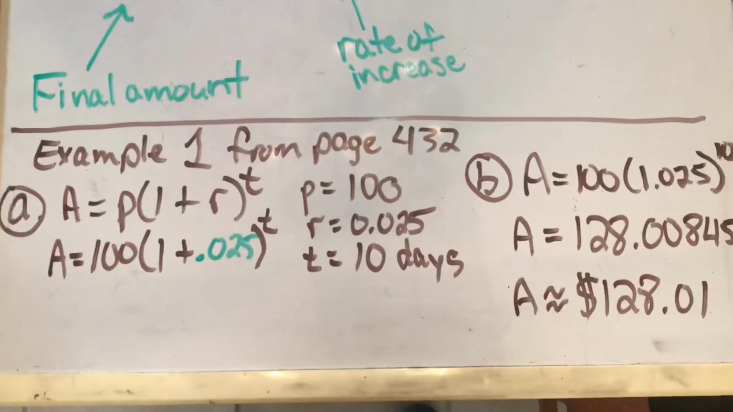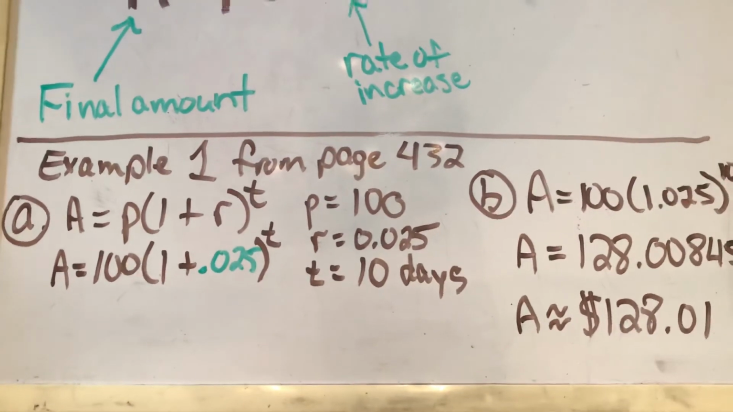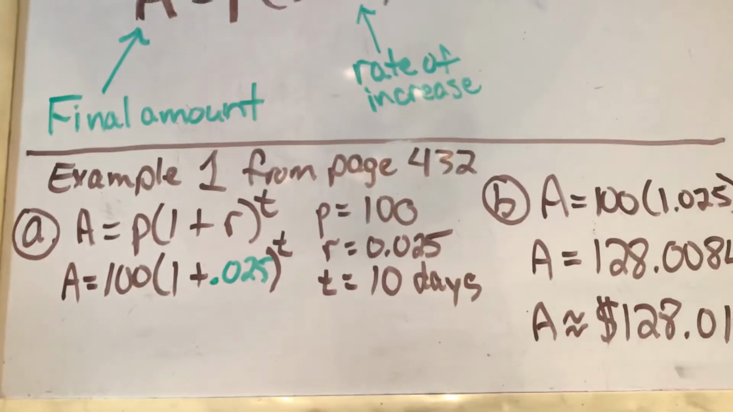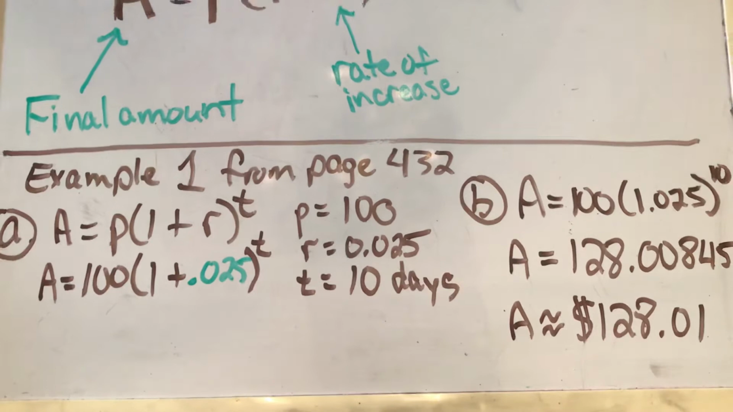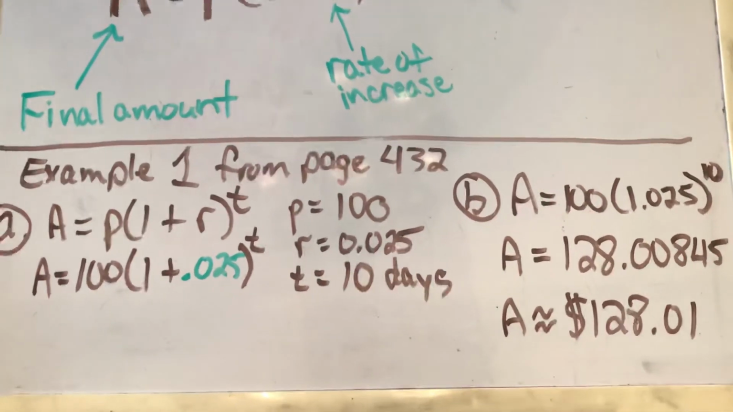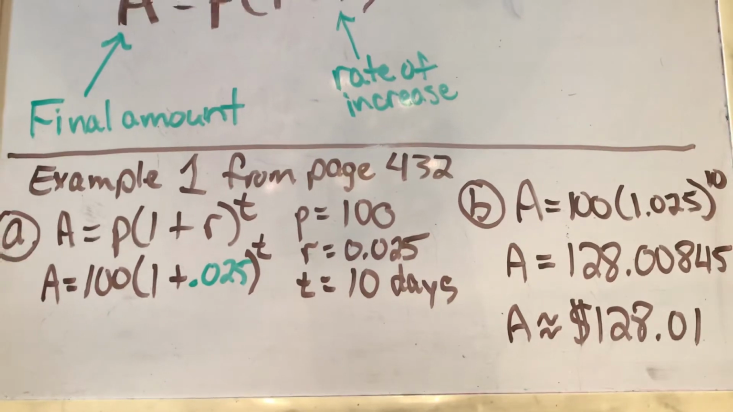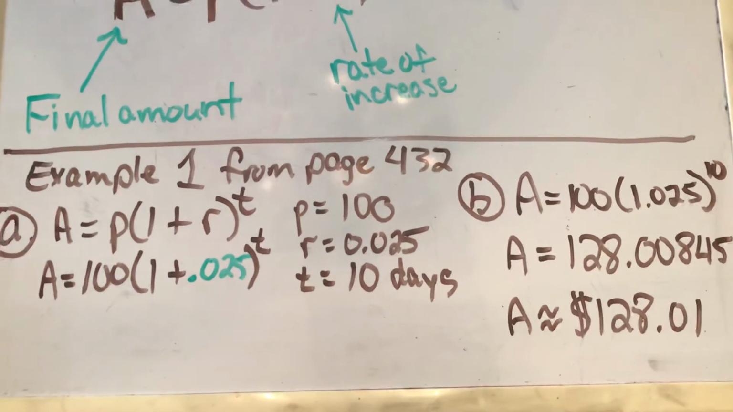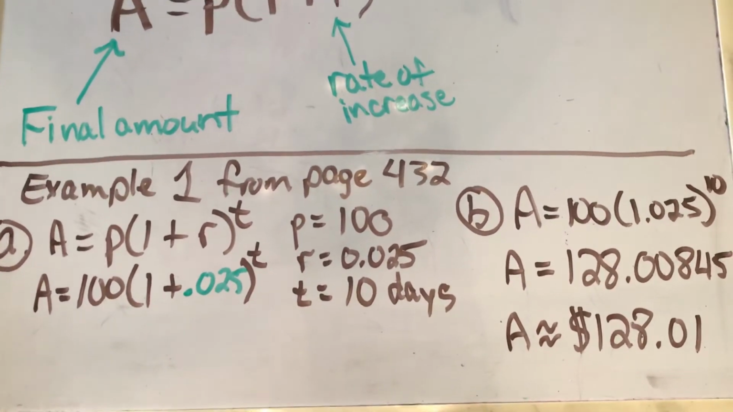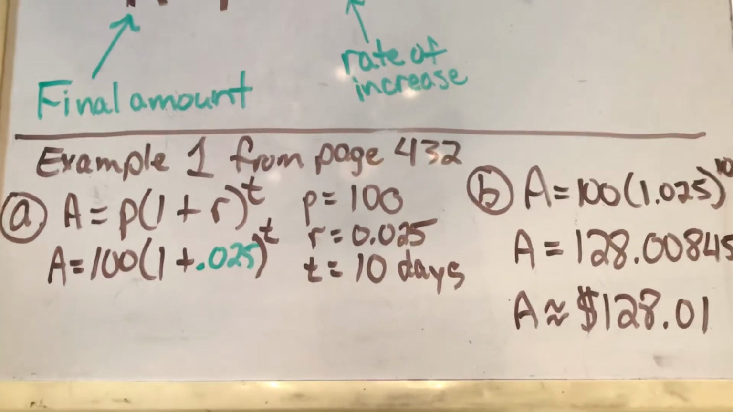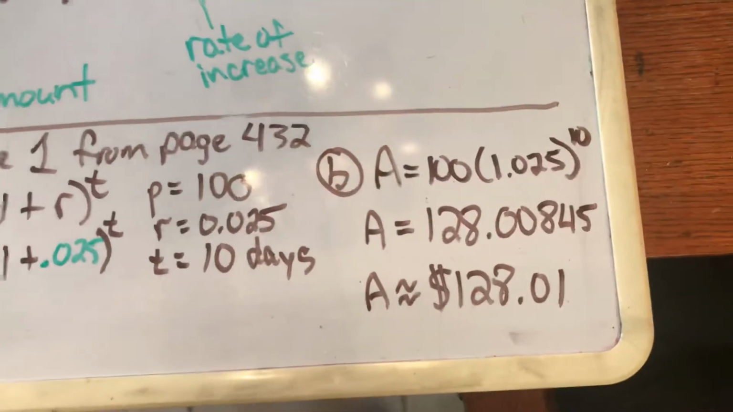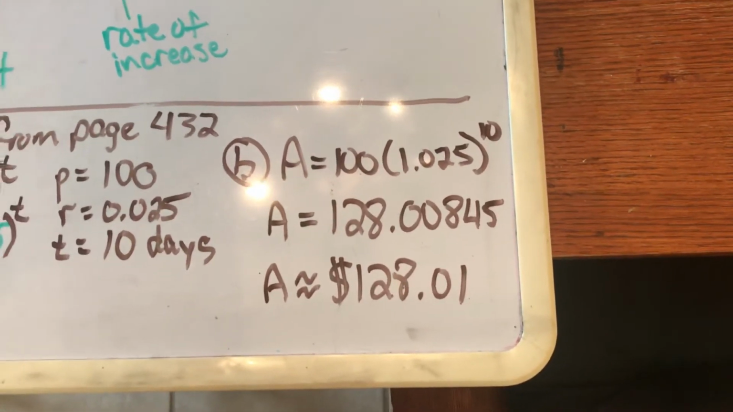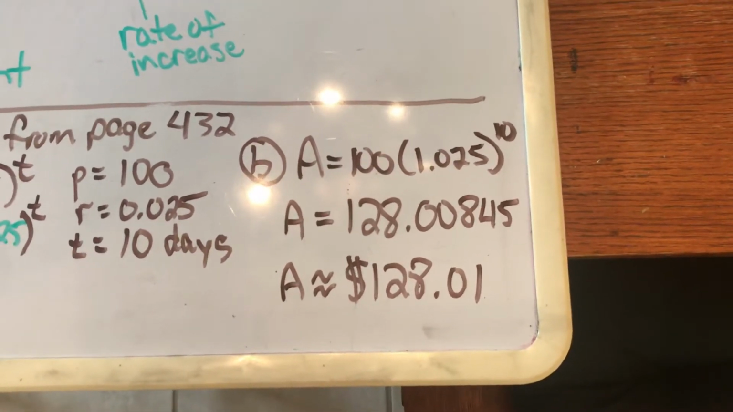So P equals $100. Okay, 1 is just 1 because it's 100%. R in this case, like we said, was 2.5% or 0.025. And then we're going to raise that to the T power. So part A of example 1, they asked us to write an expression to solve this problem. So we would get A equals 100 times the quantity 1 plus 0.025 raised to the T power. Now in part B, they ask us to solve it. So we look at part B, and then we're just going to put a 10 in for the T, equal 10 days. So that's going to be our exponent, to the 10th power.